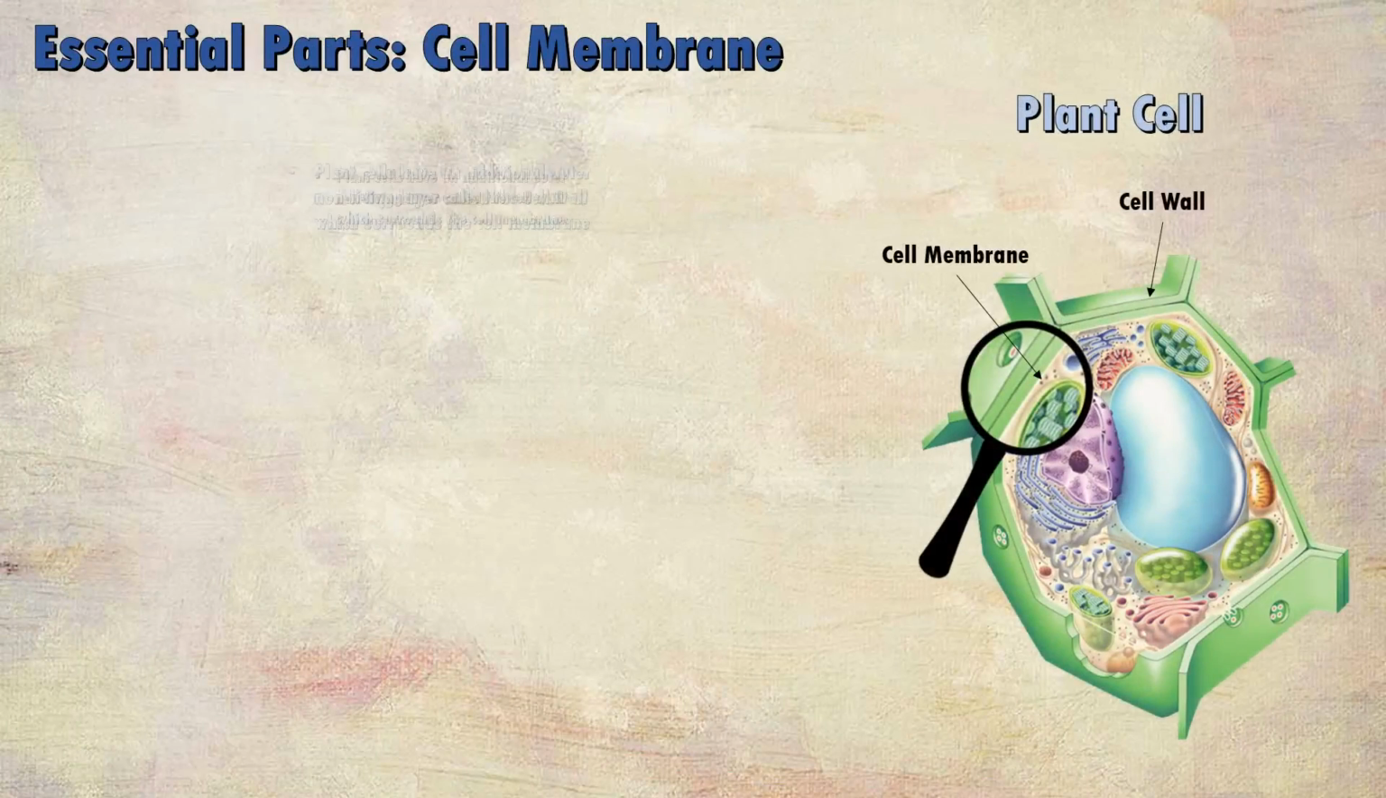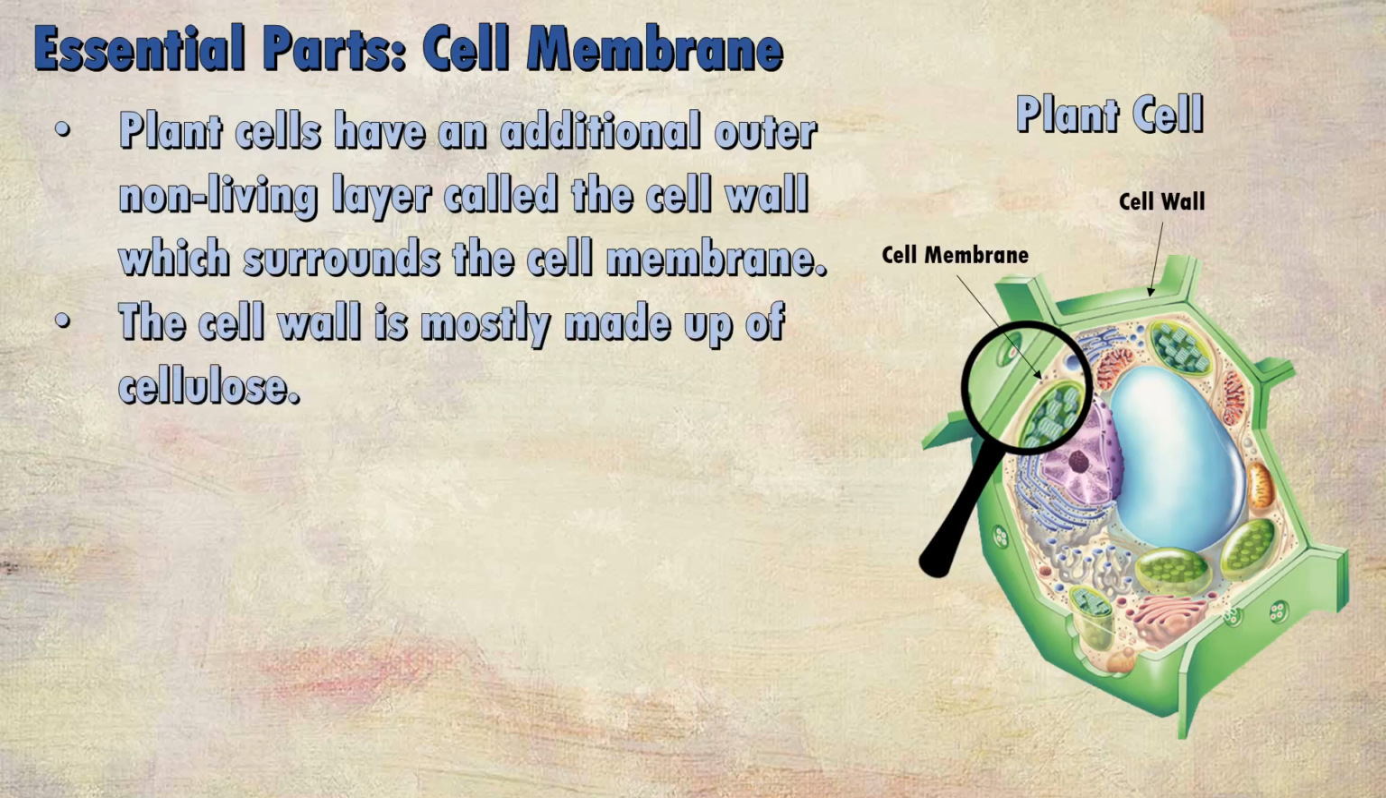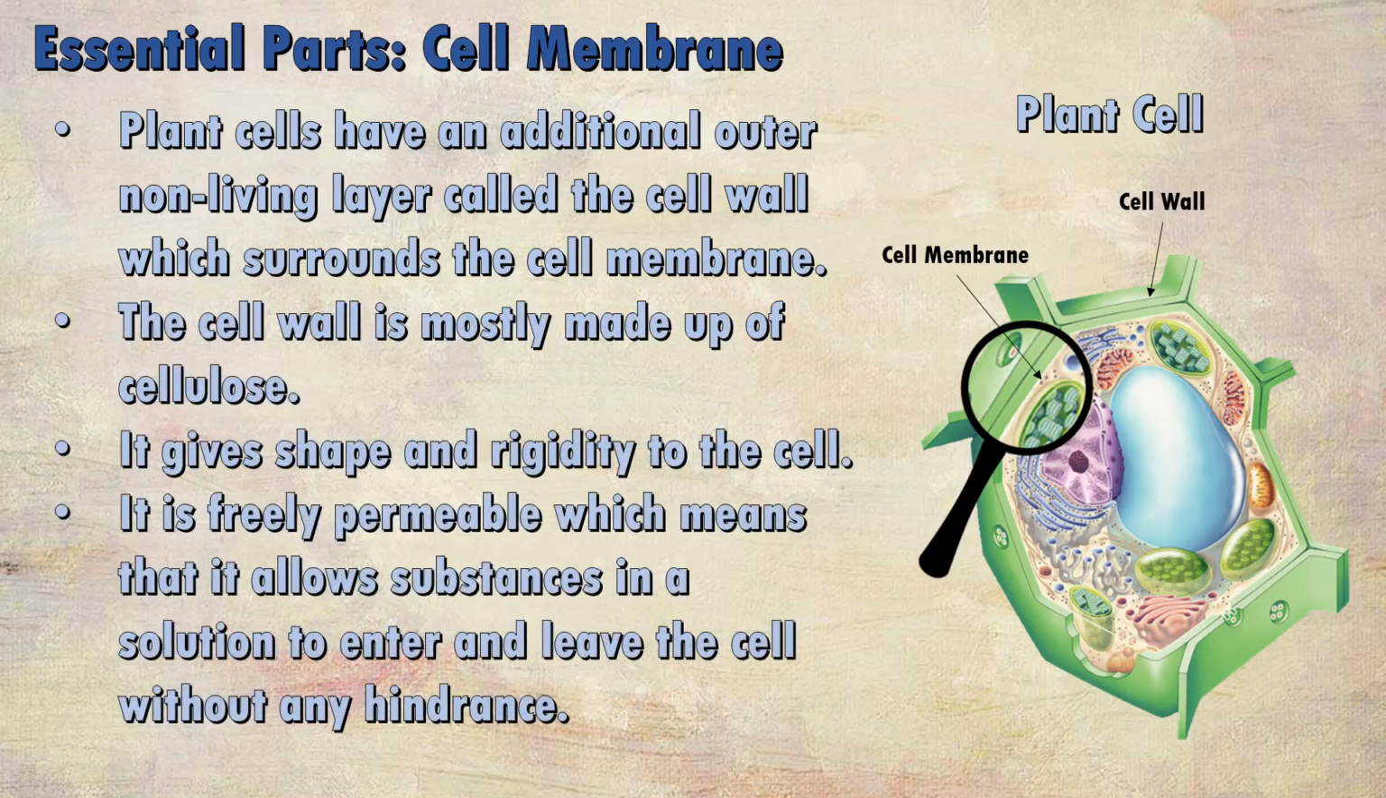Plant cells have an additional outer non-living layer called the cell wall, which surrounds the cell membrane. The cell wall is mostly made up of cellulose. It gives shape and rigidity to the cell. It is freely permeable, which means that it allows substances in a solution to enter and leave the cell without any hindrance.